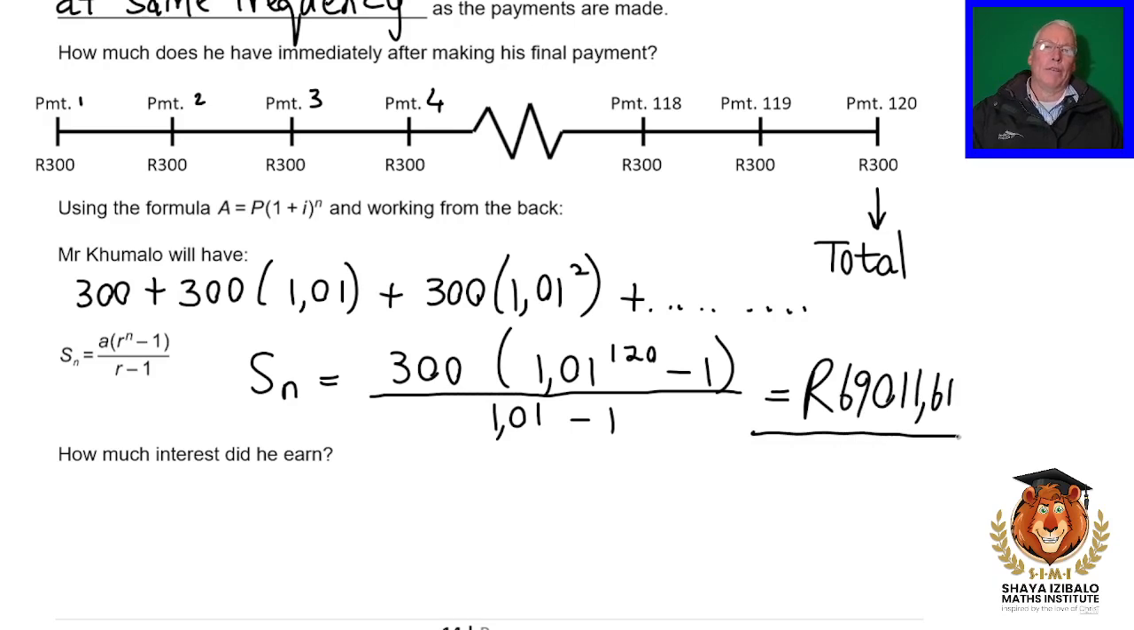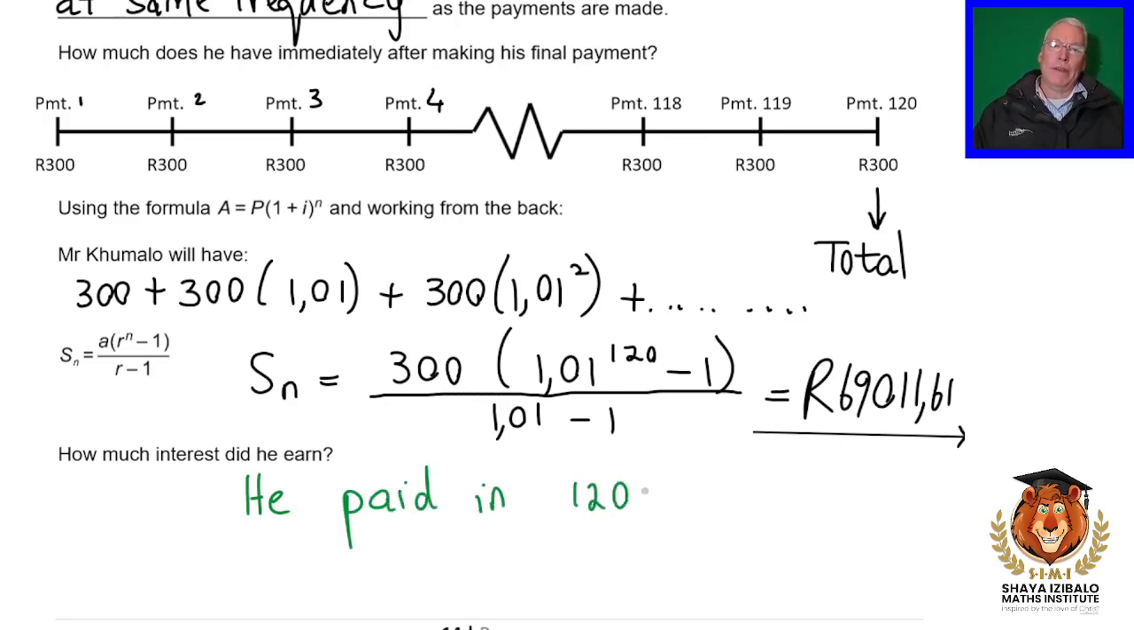All right, and that's the total amount that he's got. Notice each of these payments is in the account for a different amount of time, and each therefore earns a different amount of interest. How much interest did he earn in total? Well, this is quite easy to work out because he paid in 120 times 300. Now that comes to 36,000 Rand.